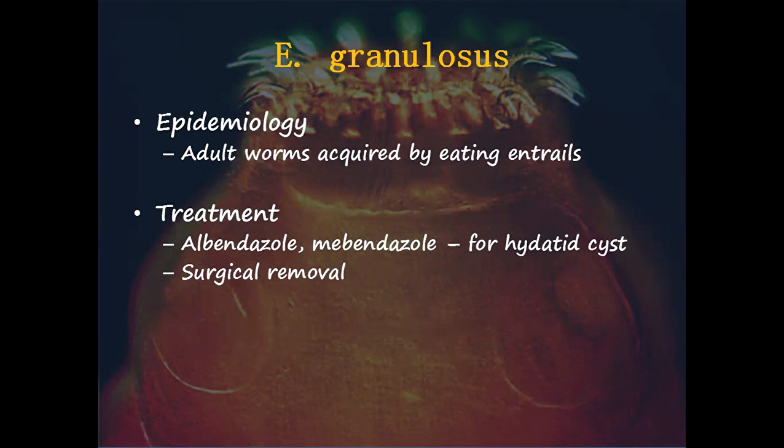So, epidemiology, the adult worms are acquired by your definitive host by eating entrails of infected animals. Treatment for hydatid cyst in humans will be albendazole or mebendazole, or in certain cases, you can do surgical removal of large affected areas of your liver or your lungs.